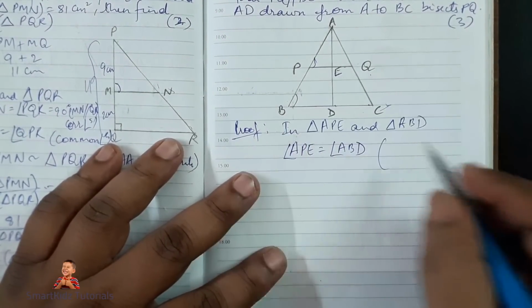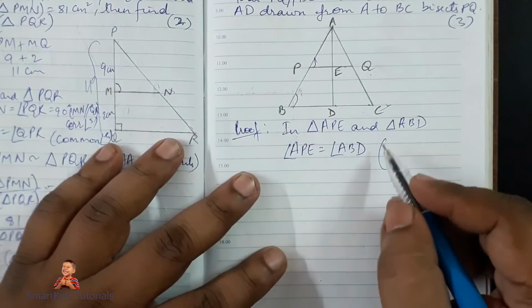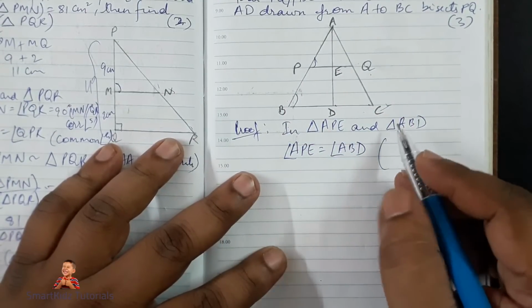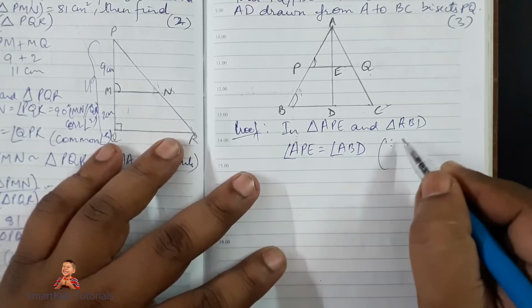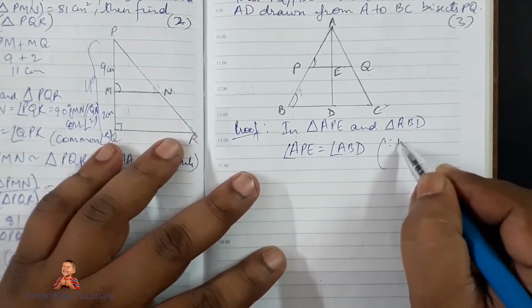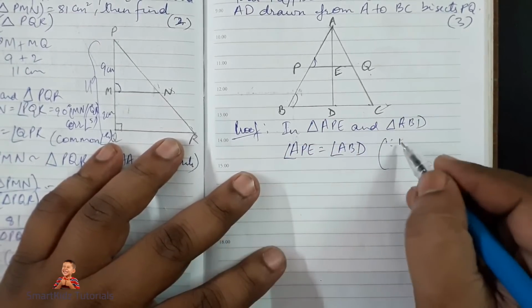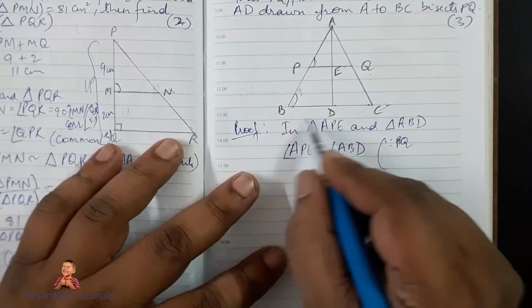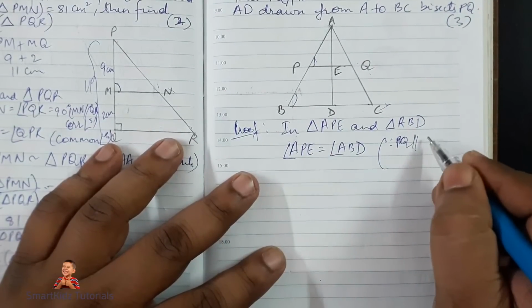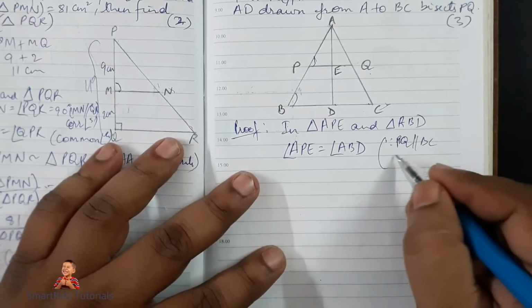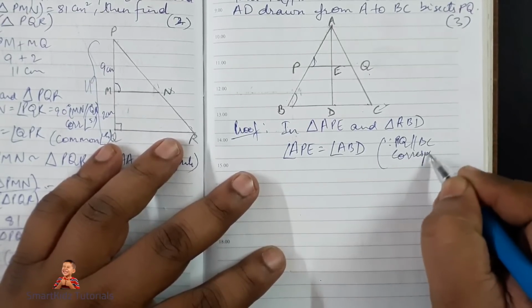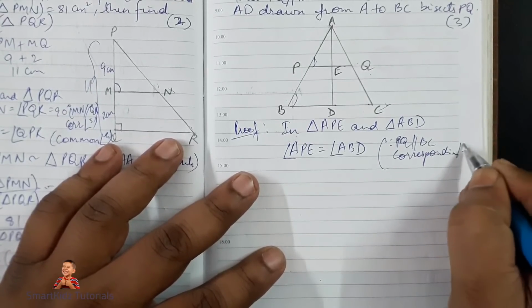These are corresponding angles because PQ is parallel to BC. You don't have to say PE parallel to BD. PQ parallel to BC. You can say corresponding angles are equal.